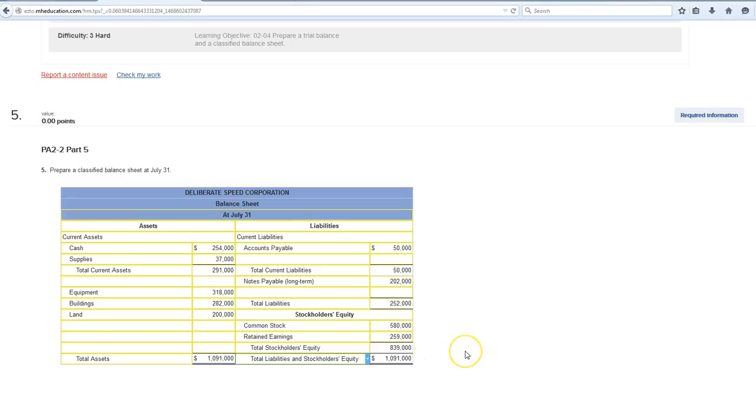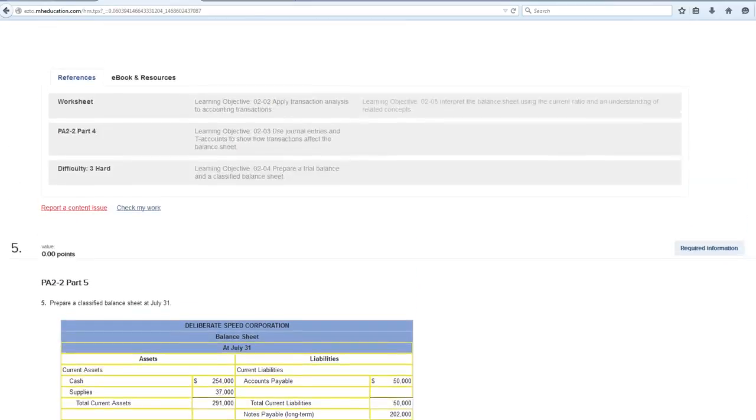Another way they can ask you that is, how much of the assets, total assets, do the creditors own? Well, the creditors have a claim to $252,000 worth of the assets because they expect to be paid. And the owners have a claim for $839,000 of the assets. Okay, so we're done with problem PA2-2.